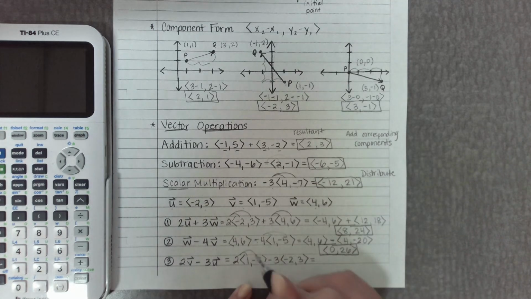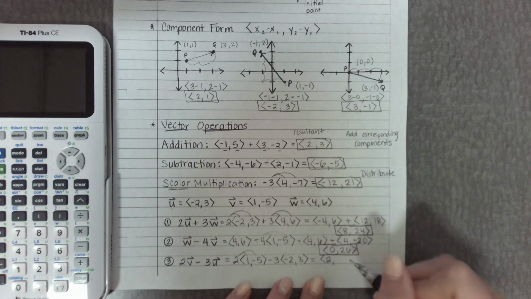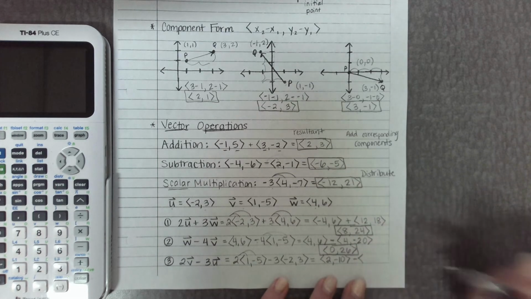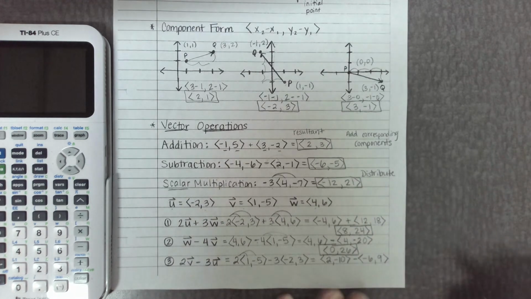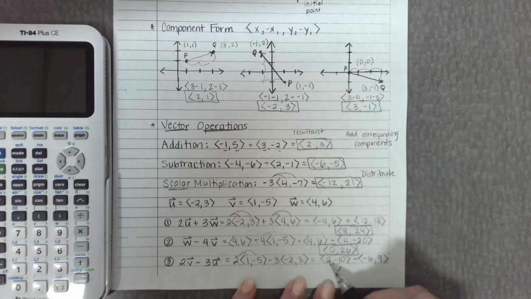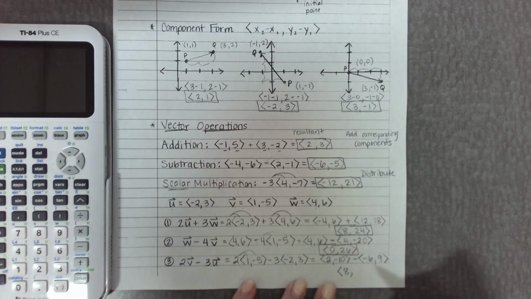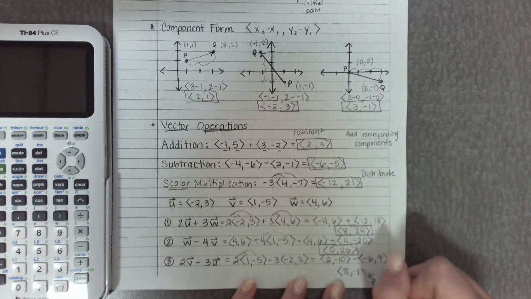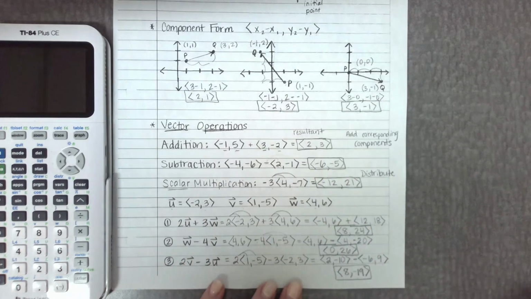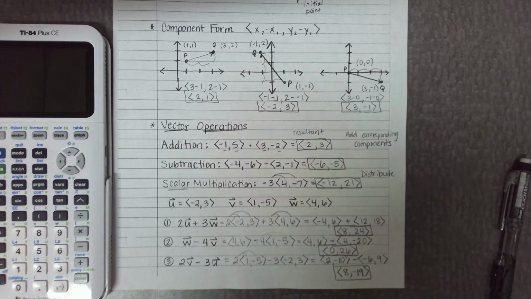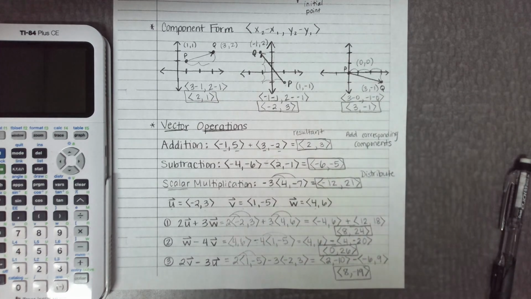Okay, so distribute that 2, which would give me 2 and negative 10. And I'm going to distribute a positive 3, which would give me negative 6 and 9. And now I'm going to subtract. 2 minus negative 6 is like 2 plus 6. That's going to give me 8. And then we've got negative 10 minus 9, negative 19. 8, negative 19 is your answer. So the main thing you want to watch on these operations is, number 1, follow the order of operations, and number 2, really watch your negative signs.